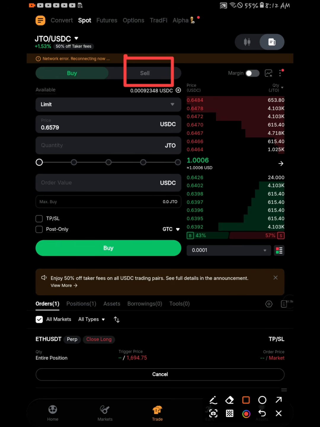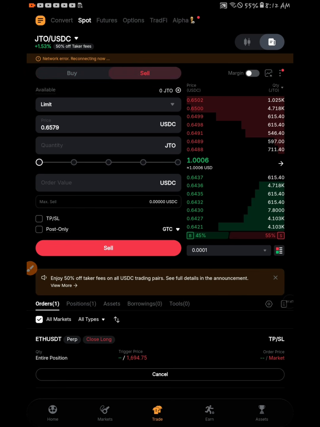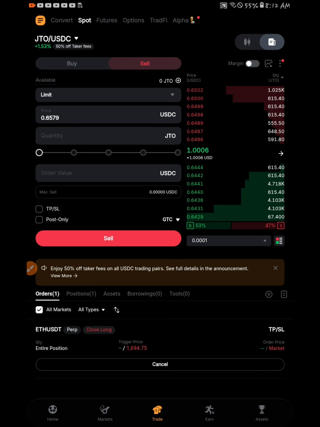Although the network right now is slightly tweaking out, so we should be able to sell it off and let's see how it goes. But keep in mind, there is something I want to point out here before we even try to sell it off. Look at here, let me show you something. So here is how it goes.